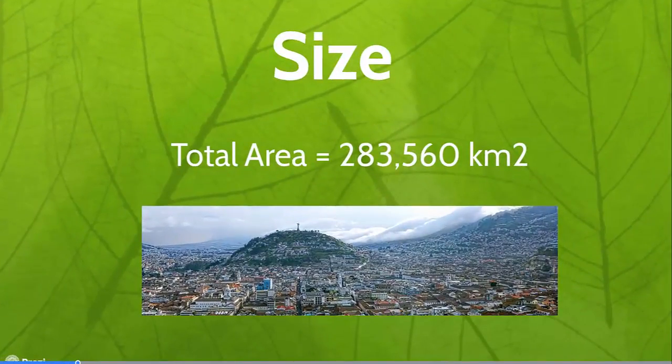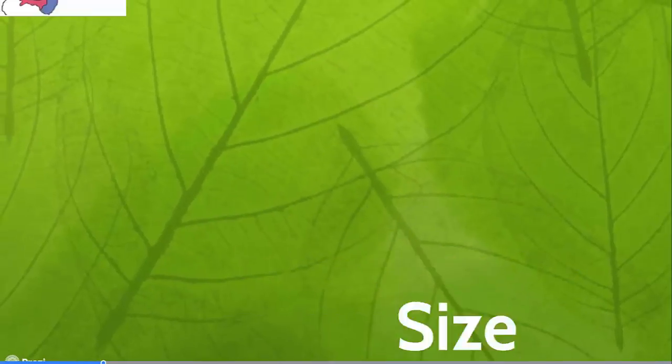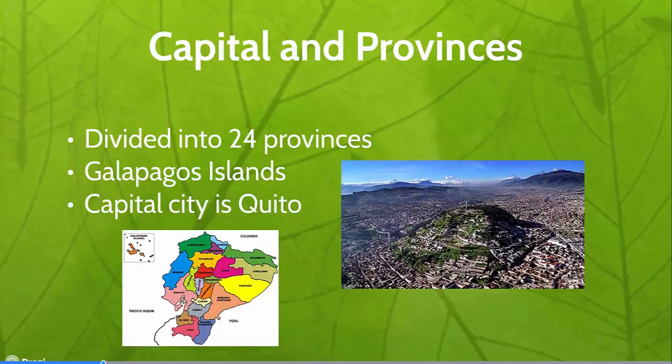Ecuador is a total of 283,560 square kilometers, or approximately 176,000 miles, which is about the size of the state of Nevada. The capital city of Ecuador is Quito. Quito is the most populated city in Ecuador and one of the most popular tourist attractions.